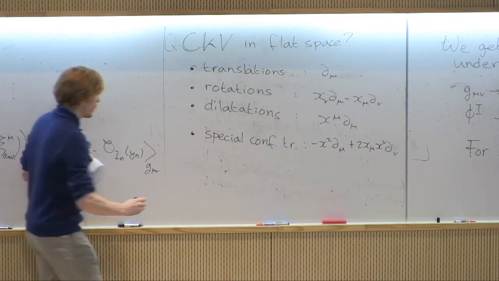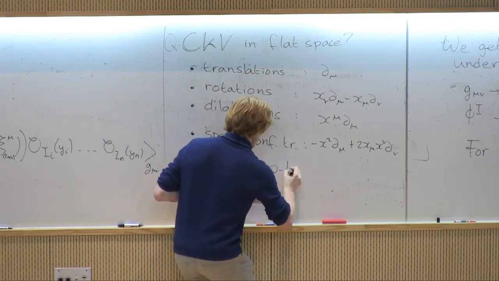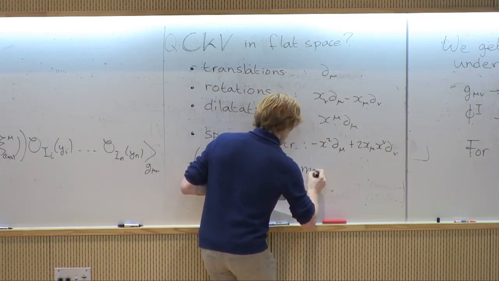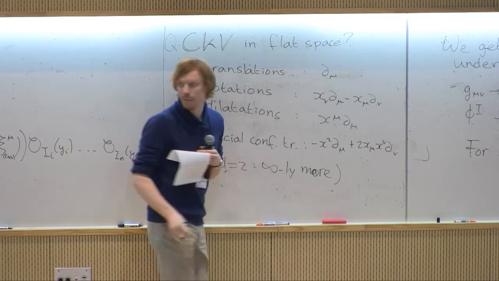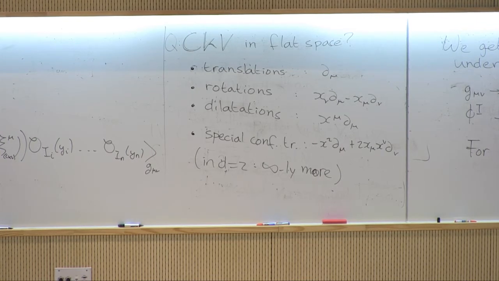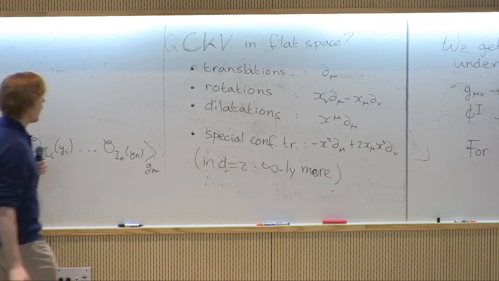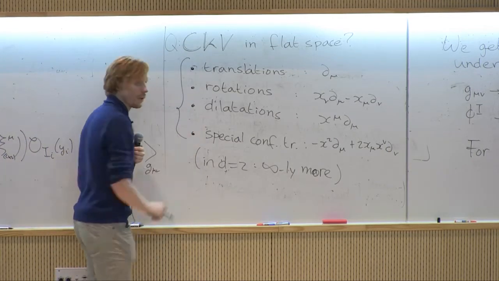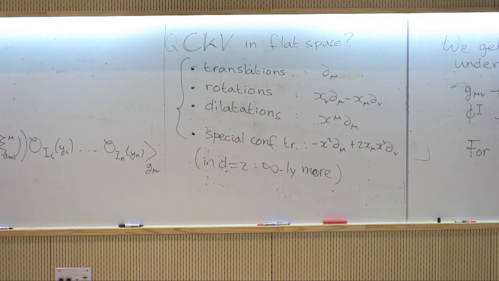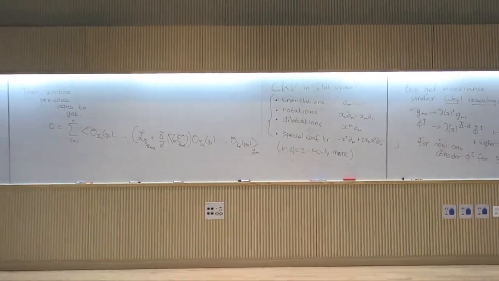And in fact, I should mention at this point that in two space-time dimensions, there are infinitely many more conformal Killing vector fields. But let's, for now, focus on space-time dimensions 3 and higher. And then this is the full list of conformal Killing vector fields. So the full set of invariance conditions for your correlation function.